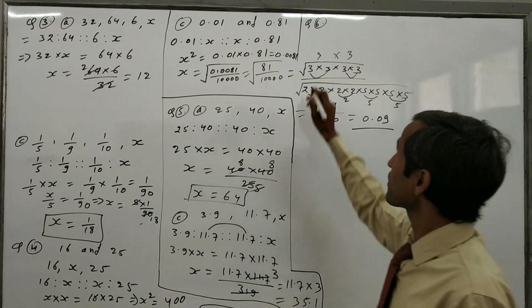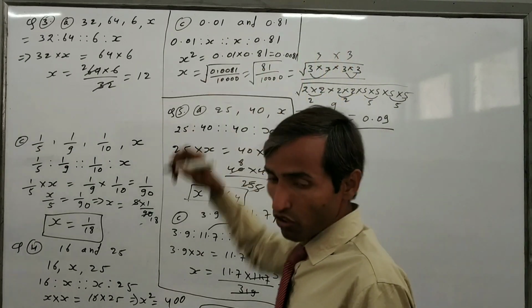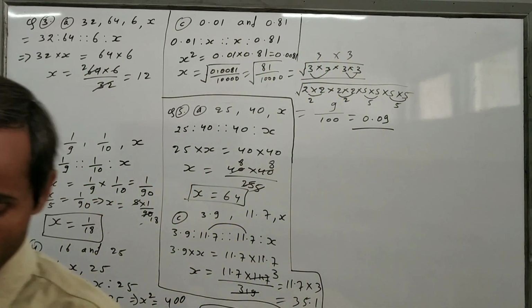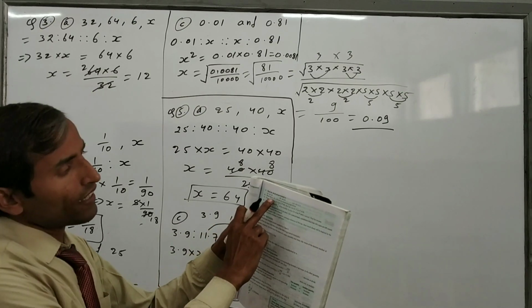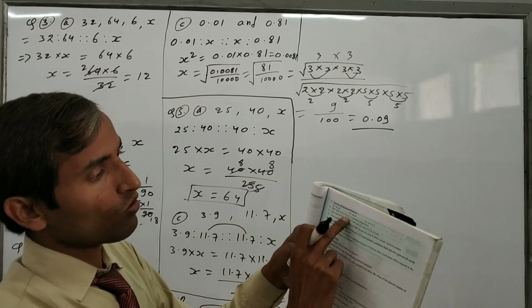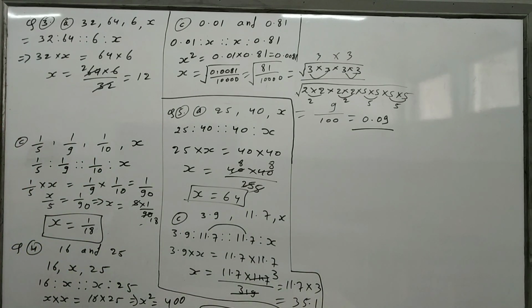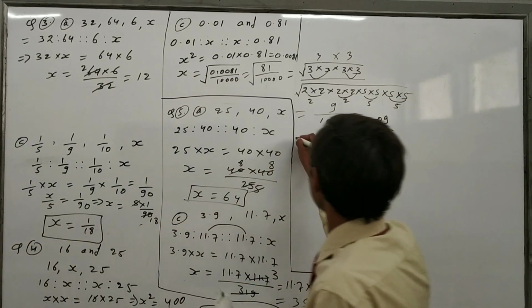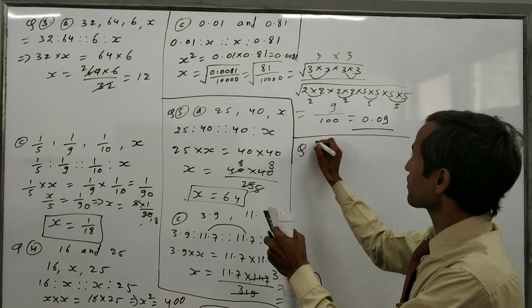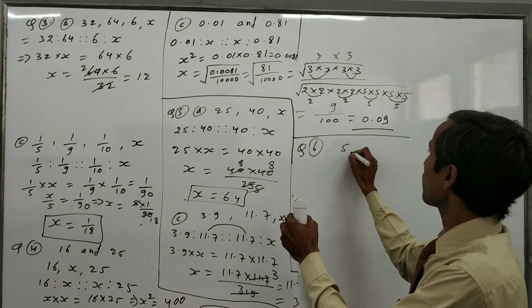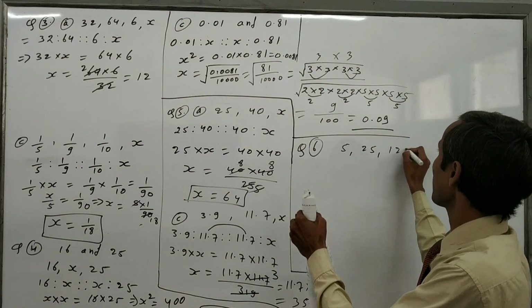Now we have to solve question number 6. How do we solve question number 6? Just read question number 6. In this question: show that 5, 25, 125 are in continued proportion. So we have to check whether these are in continued proportion or not. For that we have to again arrange in continued proportion. Question number 6. So here 5, 25, 125 is given.